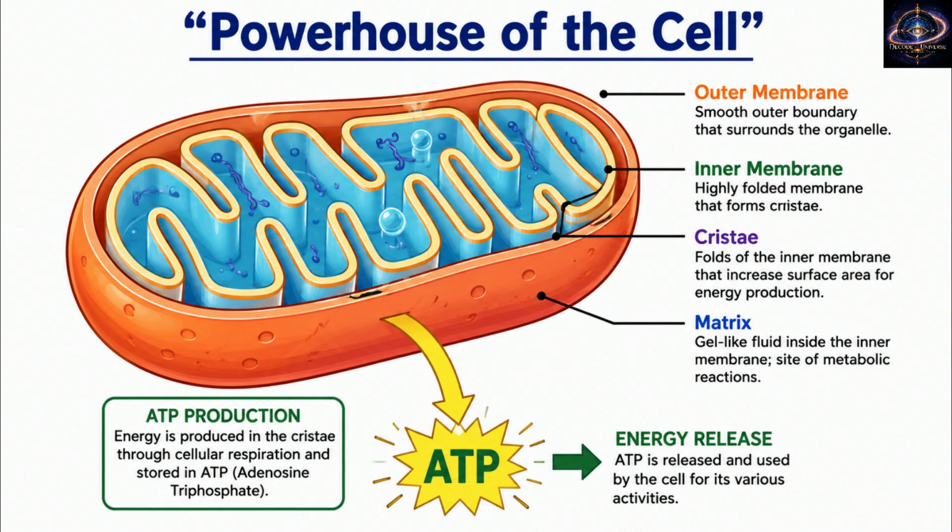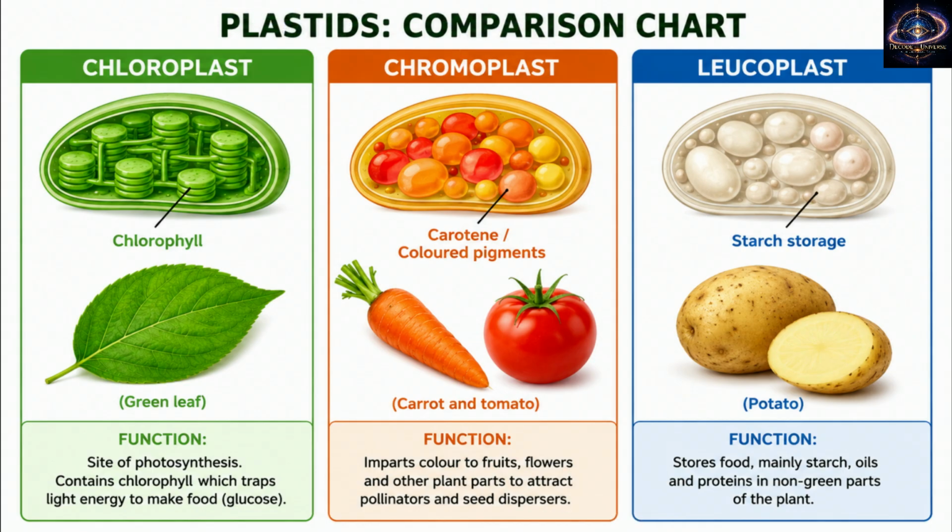Q3. What are unicellular organisms? Organisms made of a single cell are called unicellular organisms. Example, amoeba and bacteria. Q4. What are multicellular organisms? Organisms made of many cells are called multicellular organisms. Example, humans, plants, and animals.